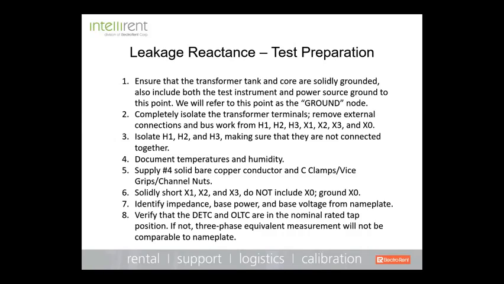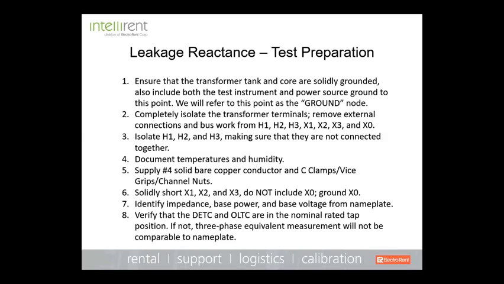And just like any other test, it's all temperature and humidity sensitive, so you want to record this information. And one of the things that I also always advocate when you're doing tests like this on a transformer is that you want to use a good solid, at least a number 4 gauge bare copper conductor and C clamps when you're connecting your test leads and when you're shorting bushings. Always very, very important. So this is a short circuit impedance test, and you want to short X1, X2, and X3, but do not include the XO. You want to keep the ground on the XO.